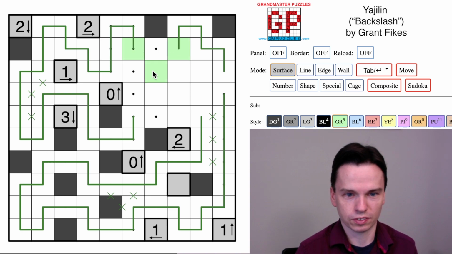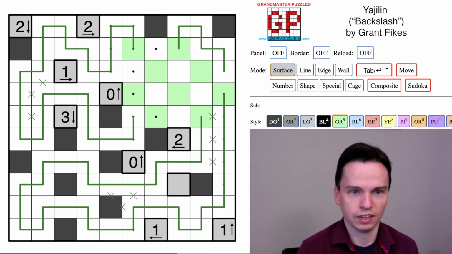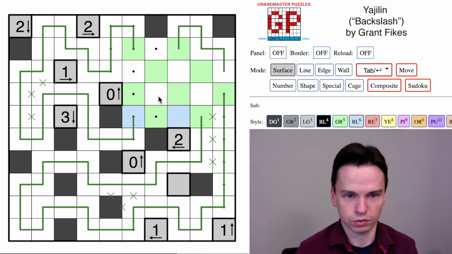So to show you a sense of how you can think through some of these Yajilin constraints differently, I'm going to go to a general rule that's true with these loop puzzles, which is that the loop itself is always going to be alternating between colors of a checkerboard grid.